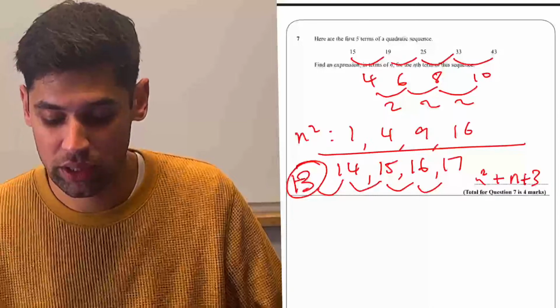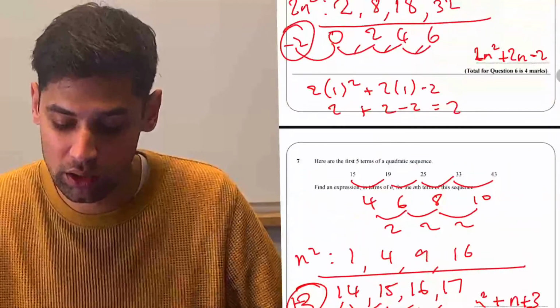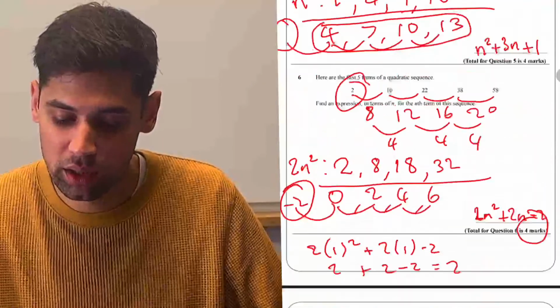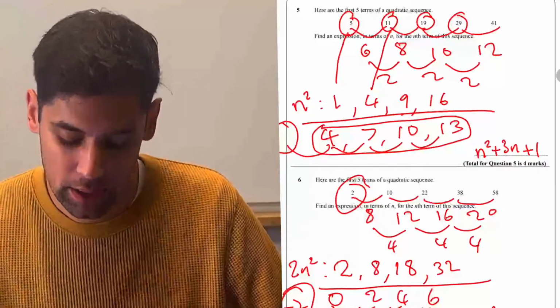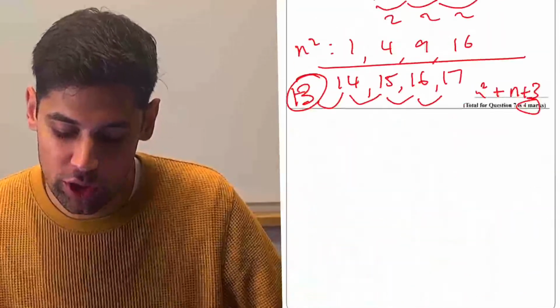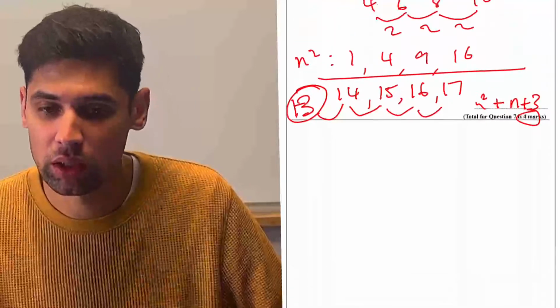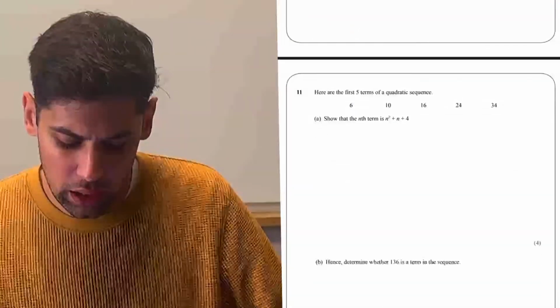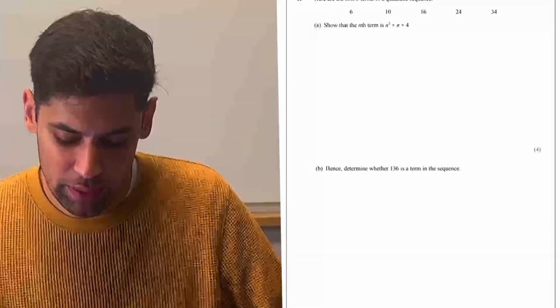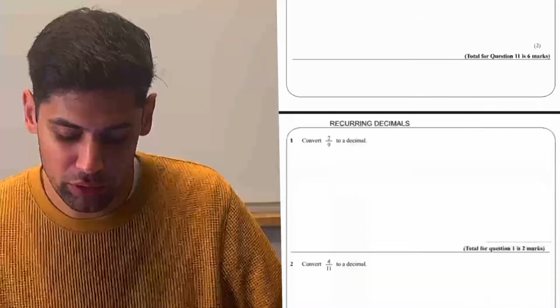As you can see, questions are worth like 4 marks, 4 marks, and then 4 marks. So I think we can categorically say that the question is worth 4 marks, which is a nice chunk of your GCSE exam. So we will skip these ones because they're basically the same thing, and we're going to move to recurring decimals now.